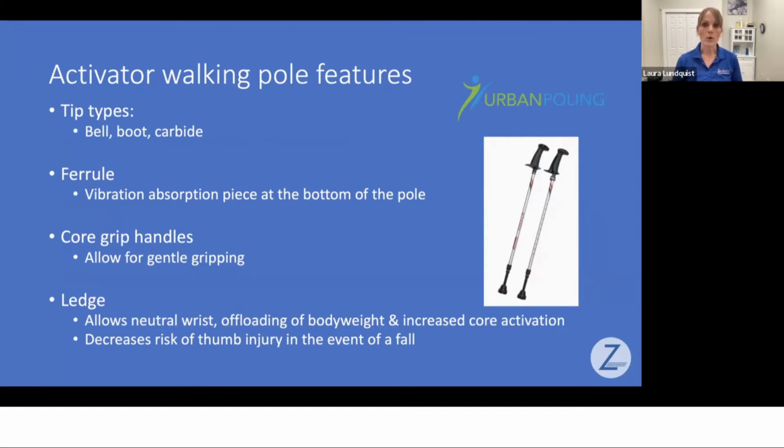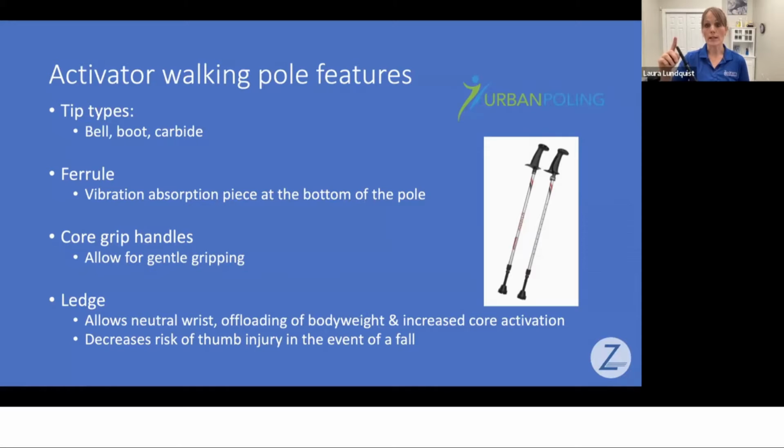So the Activator pole, again, the tip type on the bottom, we can use a number of different things. Most often, we're going to have the bell bottom that is shaped like this and has the round bottom, you can see there. And that allows a really nice contact point that's nice and stable. Now, when you remove that quite easily, then we've got this carbide tip. So if we were on really soft ground, maybe on a beach or something like that, and we wanted to be able to dig in, or on soft grass, then you can remove that tip and you can use that carbide tip, and it gives you a little bit more friction with the ground.